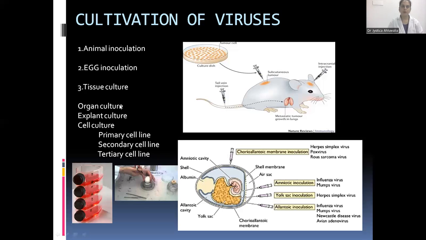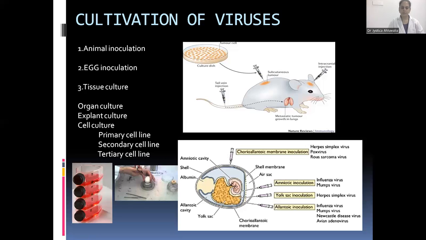For tissue culture, organ culture can be used, explant culture, or various cell cultures like primary cell line, diploid cell line, or tertiary cell line. In organ culture, the tracheal ring is used, as in coronavirus isolation. For explant culture, the adenoid tissue explant culture is used for adenovirus isolation, or fragments of minced tissue are grown as explants.